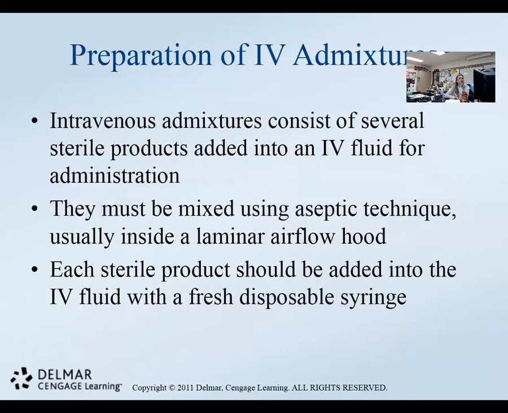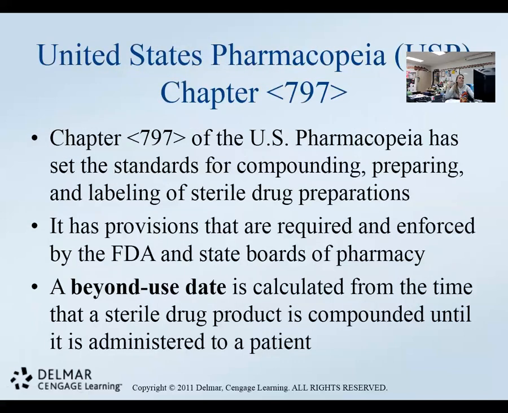IV admixtures can be sterile products added into an IV fluid. So sometimes you might see potassium might be something that needed to be added in because they were low on potassium or something along those lines. Have to be mixed with aseptic technique again, and then you have to use a new syringe every time it's clean.